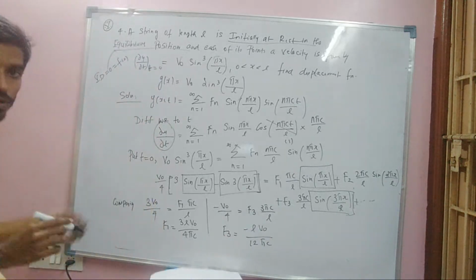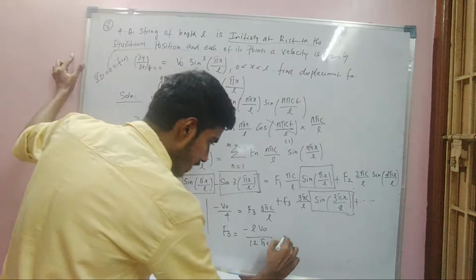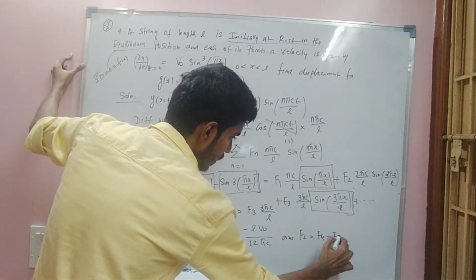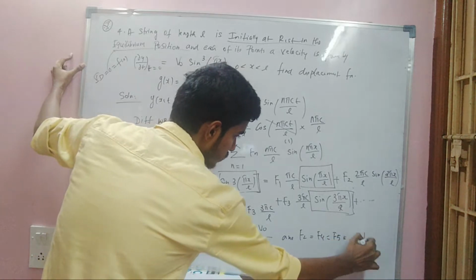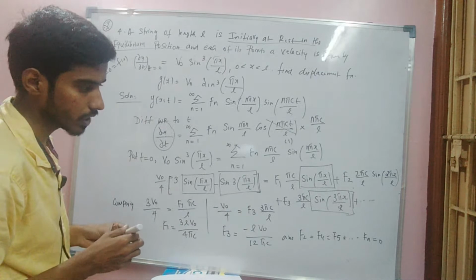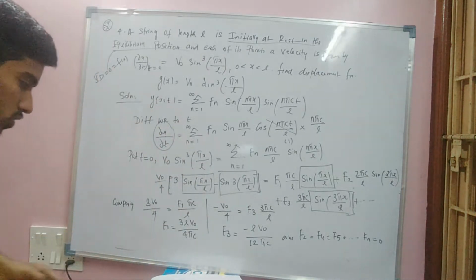So we have only two non-zero values, that is F1 and F3. And F2 and F4, F5 all are 0, right? So F2 is equal to 0 and F4, F5, F6 up to Fn all are equal to 0.